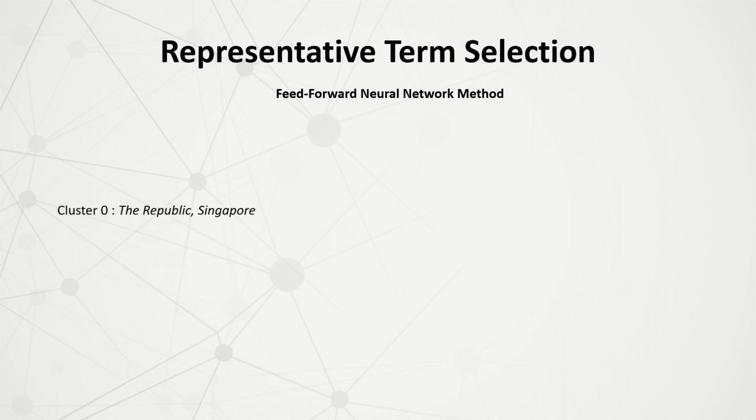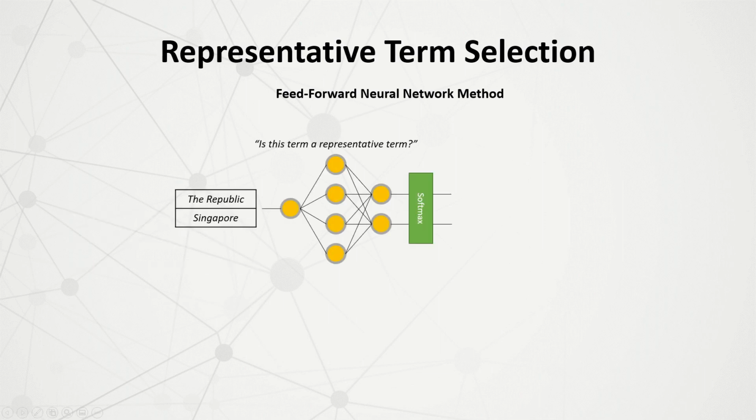We first select a cluster we would like to process. Each term of the cluster will then be fed through the binary classifier. The role of the binary classifier is to answer the question, is this term a representative term of the cluster? The classifier will produce 2 probability scores, one indicating how likely the term is representative of the cluster and the other being otherwise.